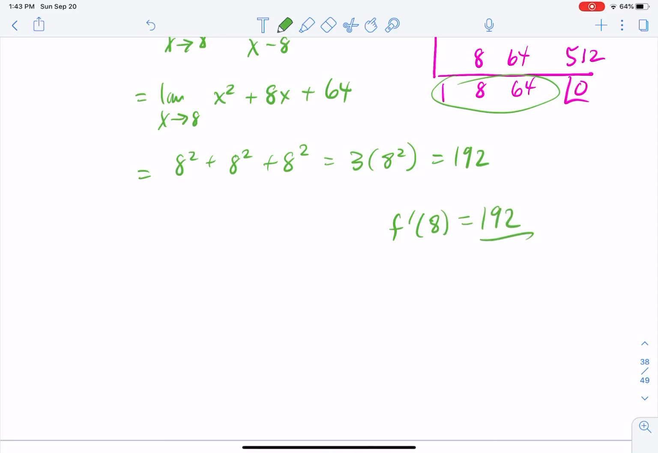What did we find again? We found that super steep slope of the tangent line at x equals 8, otherwise known as the derivative of that function at 8.